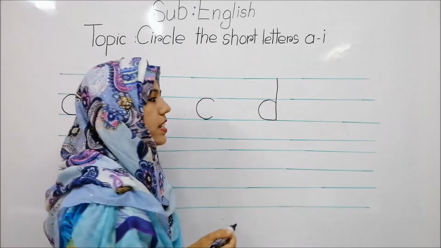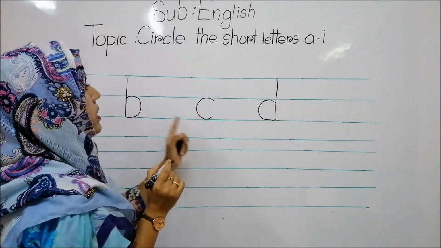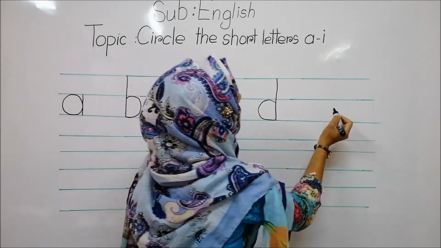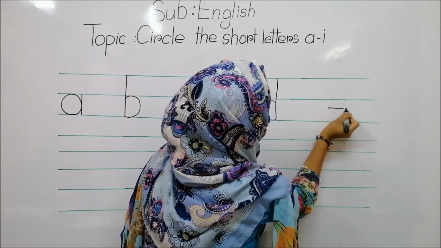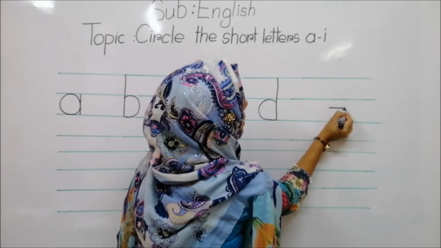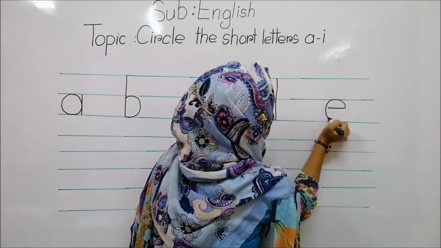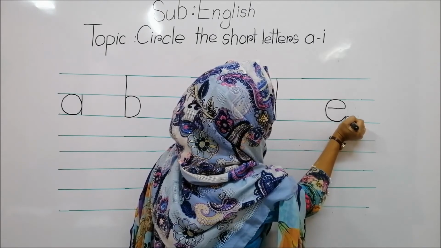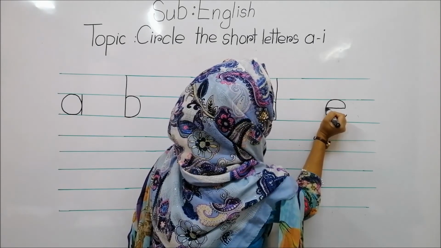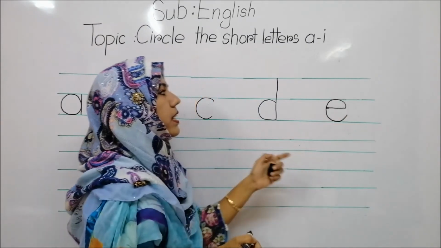D then which letter? D then letter A, B, C, D, E. Sleeping stick in the middle row, right? Sleeping stick, then half circle. Like this way, we will write the letter E.